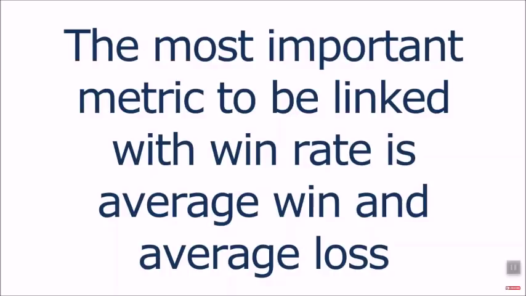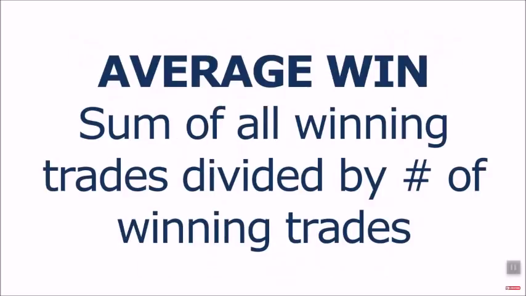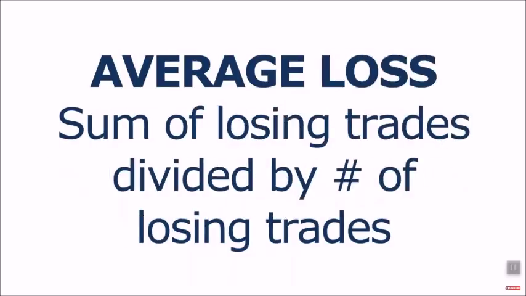And the most important metric to be linked with win rate is average win and your average loss. Now your average win is calculated by taking the sum of all your winning trades and dividing it by the number of winning trades, and it's the expected value of an average winning trade. The average loss is calculated by taking the sum of all losing trades and dividing by the number of losing trades, and it's the expected value of an average losing trade. And a system with a high win rate can still be a losing system if the average loss is much greater than the average win. And this important detail is often left out by promoters of high win rate trading systems.